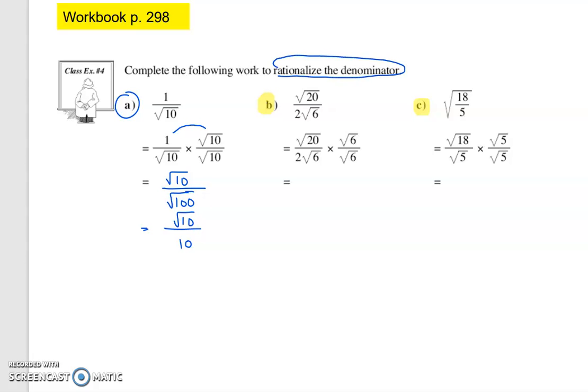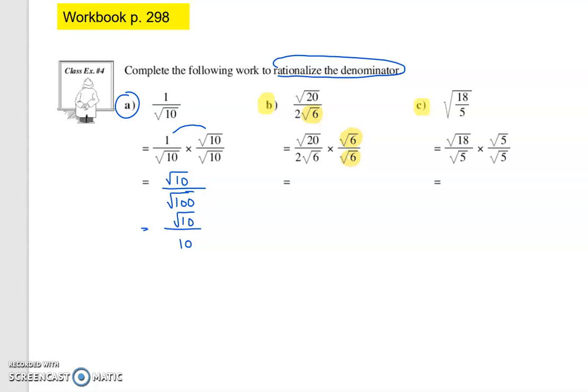Once you get to this point, you try to see if you can reduce this any further. I can't, even though the numbers look the same. One is a radical, one is a whole number. So that's the final answer. In part B, the problem part is right here. That's the one that we don't want, the root 6. So what you do is you multiply both the numerator and denominator by root 6.